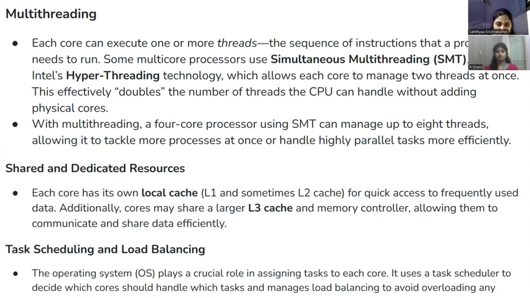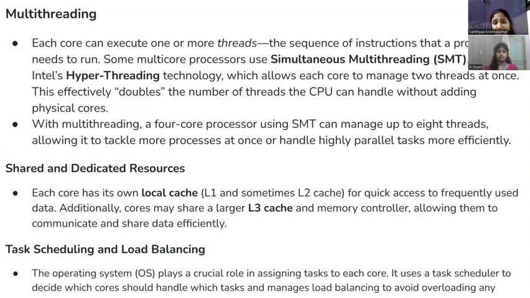Task scheduling and load balancing. The operating system has a task scheduler, which is responsible for assigning tasks to different cores. The OS makes these decisions based on the workload and the available resources, ensuring that the tasks are spread evenly across the cores. Load balancing is also crucial because if one core is overloaded with tasks while the others remain idle, the performance of the processor decreases. The OS continuously monitors each core's load and redistributes tasks as needed to avoid any single core becoming a bottleneck.